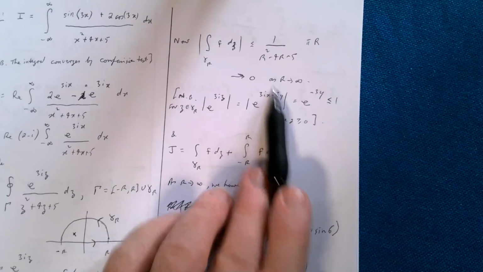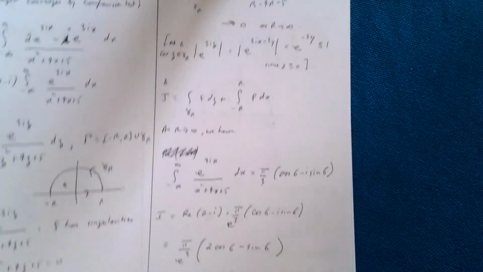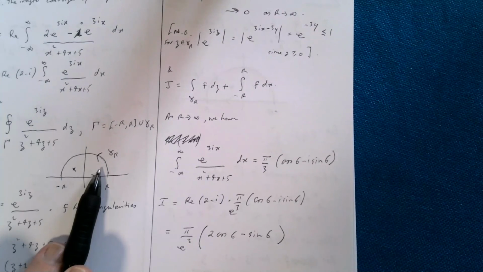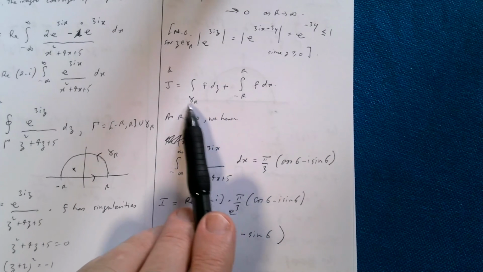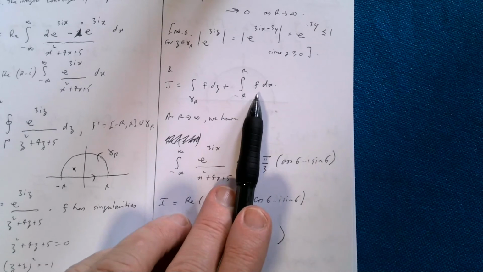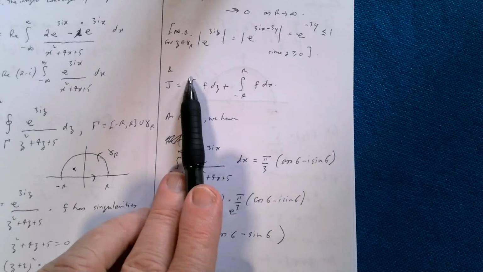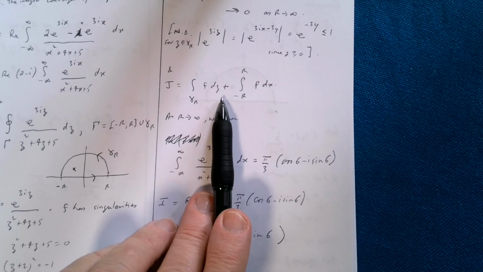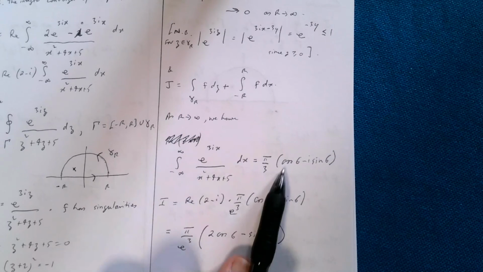So again, the contribution to our J integral along small Gamma R is 0. And again, we can split this up into the integral along Gamma R plus the integral along the real axis. So this is now f of x dx. And as R goes to infinity, this goes to 0. And we're just left with this thing. And that's equal to J, and we know the value of J from before.